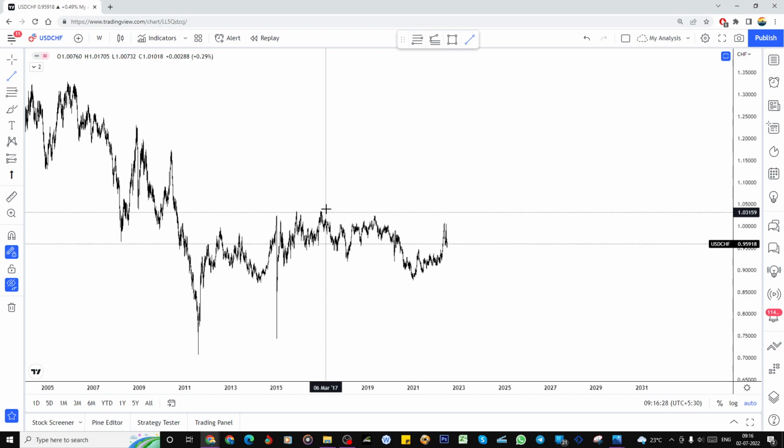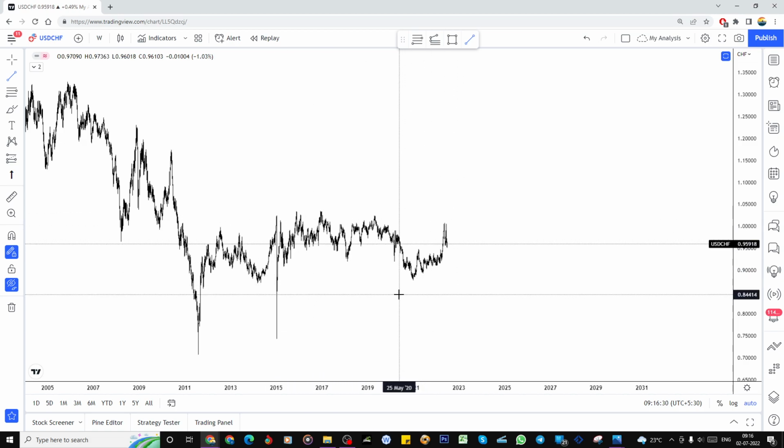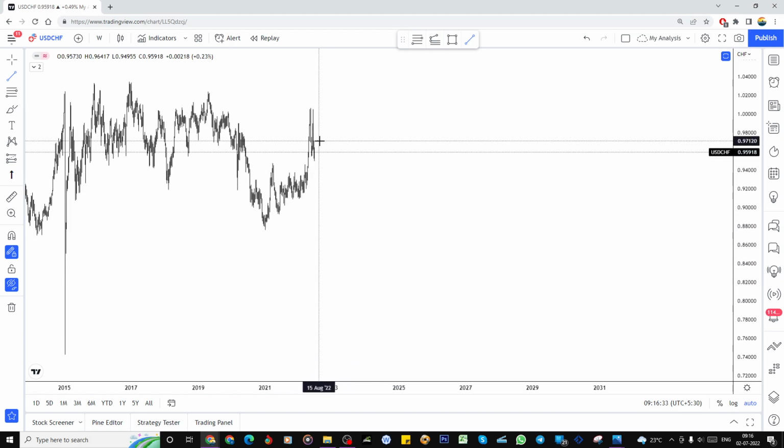So the fourth wave could be a triangle, or the inside B wave could be a triangle. So once the three-wave structure is completed, making this as a stop loss, looking for that break of 195, at least you may get nearly 400 to 500 pips here. So then you can exit.